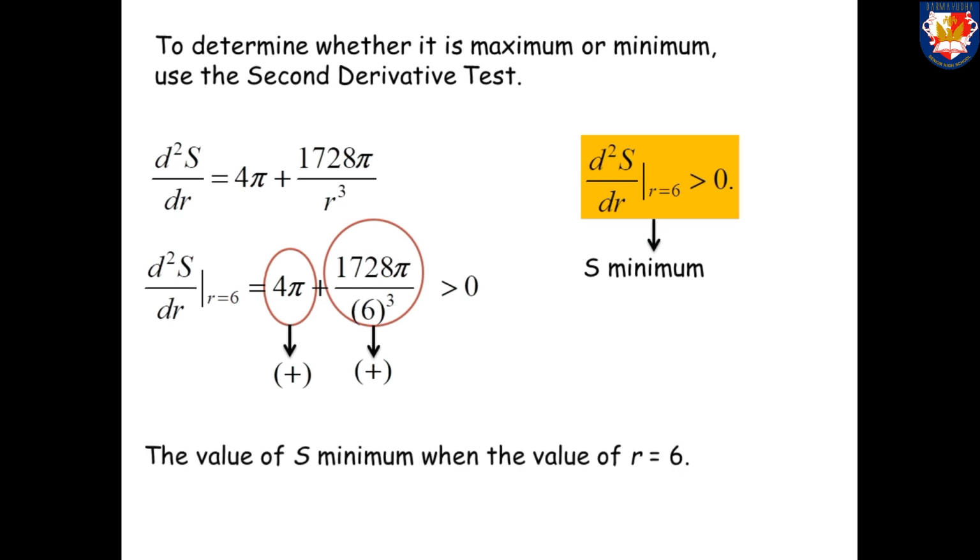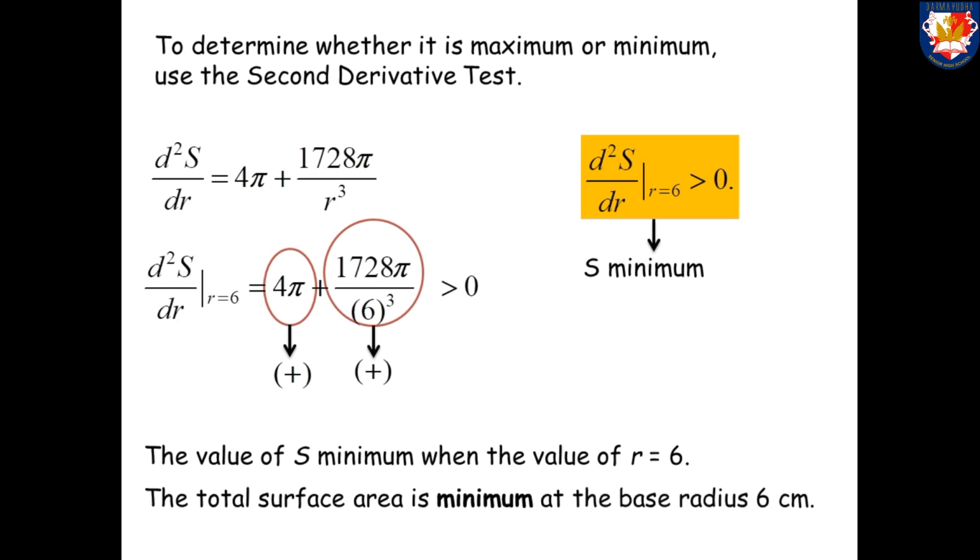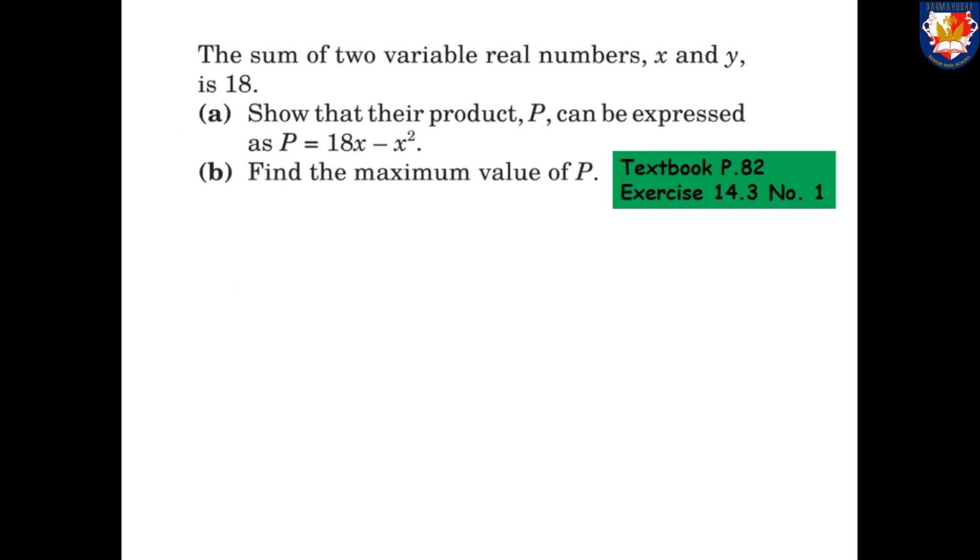The value of S is minimum when r = 6, or we can tell that the total surface area is minimum at the base radius 6 cm. Let's see the other example.